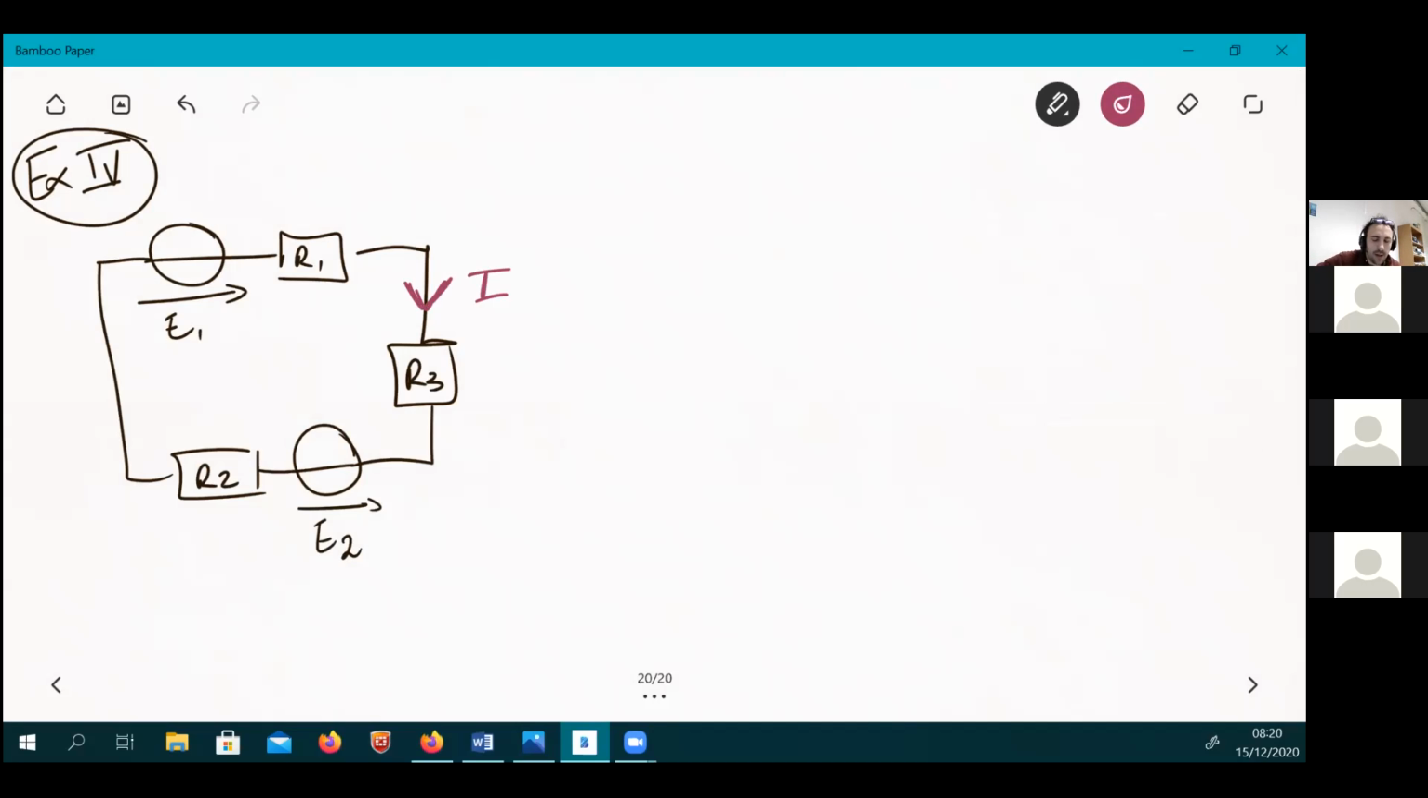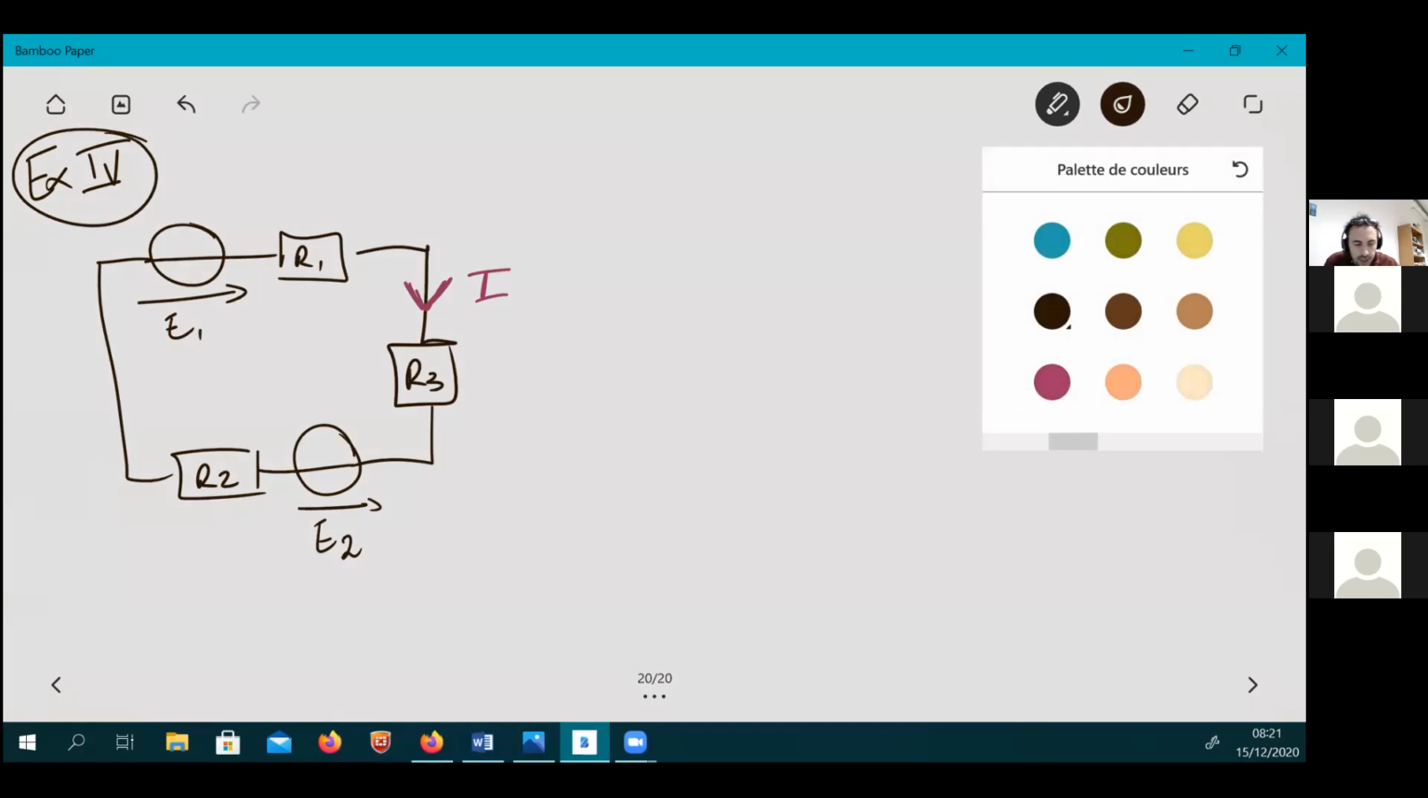So the same protocol every time. I'm going to repeat this again and again, but here you are in front of a single mesh circuit, so it's quite easy to handle. The current is already fixed with a fixed direction. Then you have to label every voltage between the terminals of your dipoles, which means that you have to label the voltages across the resistors R1, R2, and R3.